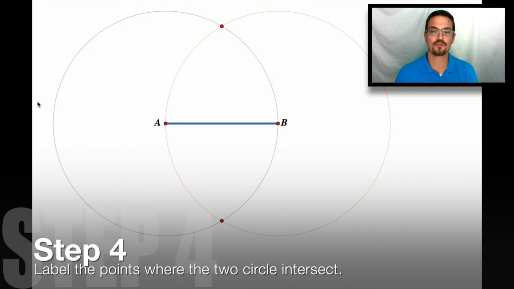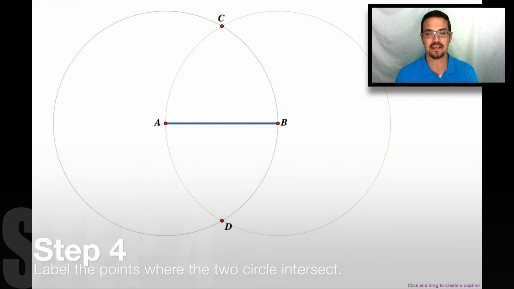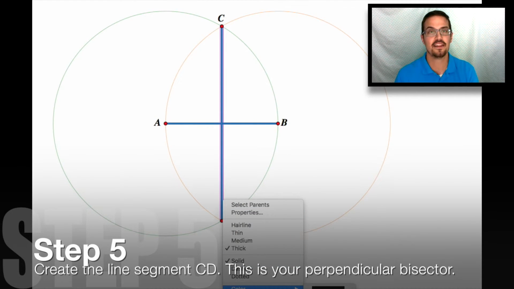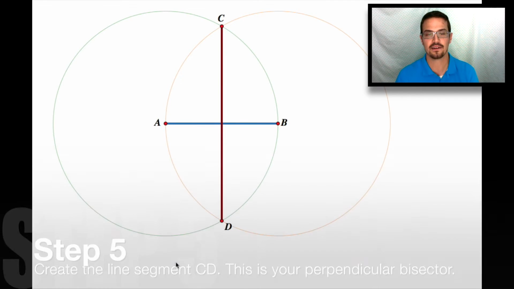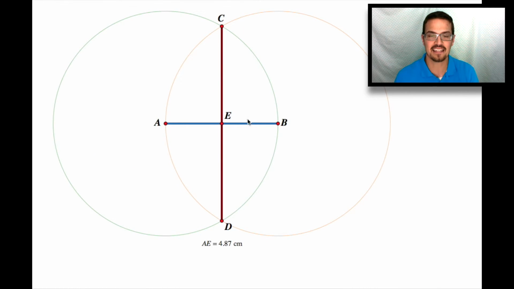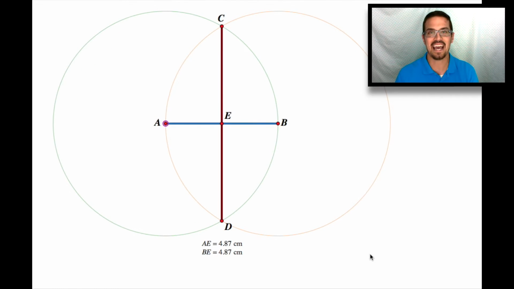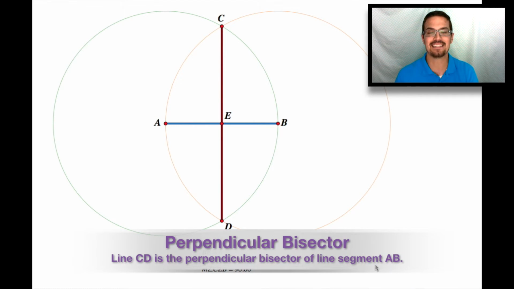Step four, the circles will intersect at two points, so what we're going to do is label those C and D. Step five is you're going to create a line or a line segment CD. This represents the perpendicular bisector. Line segment AE has the same length as line segment BE. Also, angle CEA and angle CEB both have the same angle measurements of 90 degrees. Therefore, line CD represents the perpendicular bisector for line segment AB.